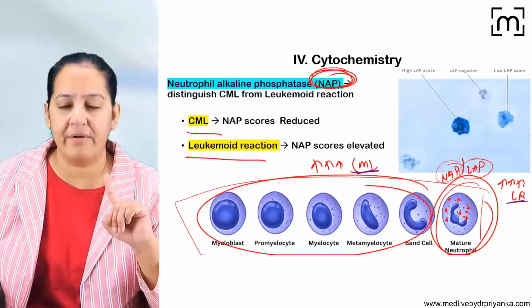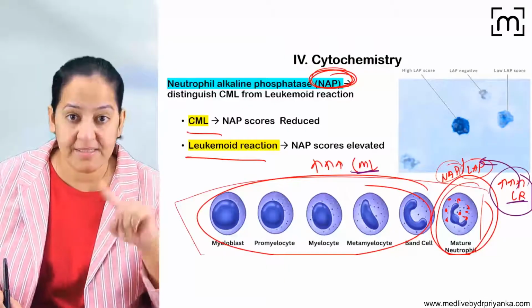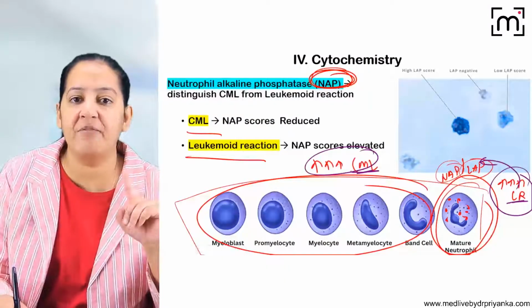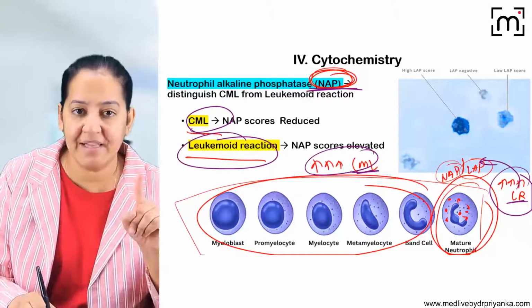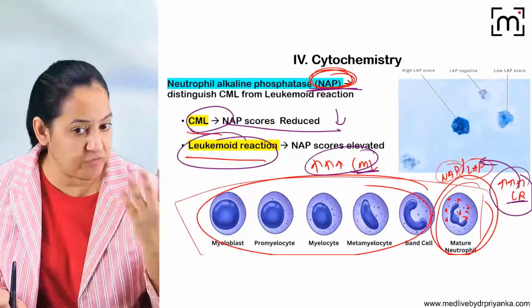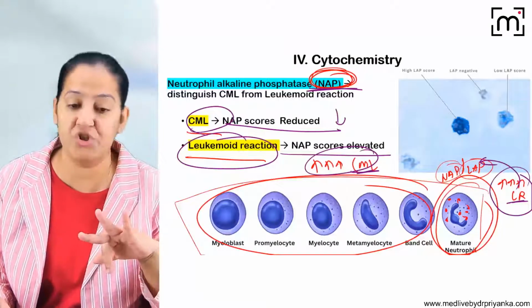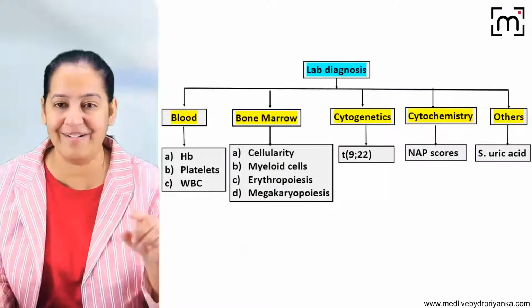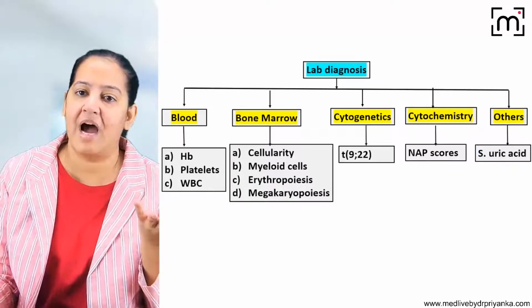So I told you in leukemoid reaction, the mature one are more. That's why NAP score is more. But in CML, the immature one are more. So here NAP score is less. So basically we perform NAP score to differentiate the CML from leukemoid reaction. In CML, the NAP scores are less because here immature ones are there. And here in leukemoid reaction, the NAP scores are high because here the mature neutrophil will come in the blood. So I hope I explained you and you got it. And last one is others. In others, uric acid is high because hypermetabolism is there.